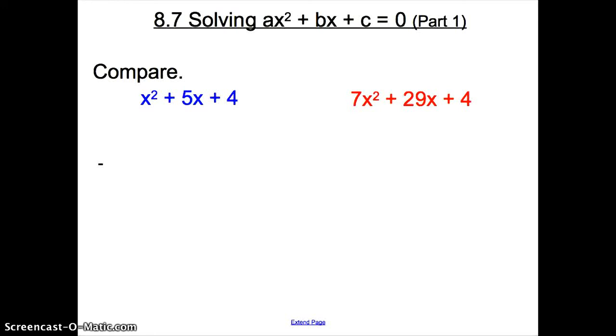Ladies and gentlemen, welcome to section 8.7, Solving More Quadratic Equations, Part 1. First, let's compare a couple guys here. Let's compare this blue guy and this red guy. First with the blue guy, do we know how to solve something like this? Well, we've been working on it for 2 days, so I hope we know how to solve it now.